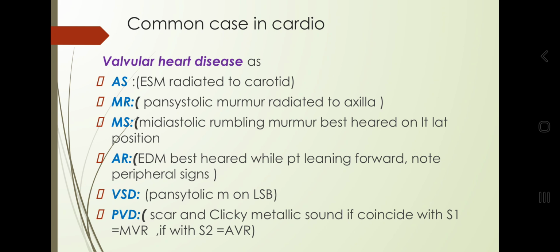VSD is a harsh holosystolic murmur on the left sternal border. You will palpate a thrill. If you palpate a thrill in the pericardium, there is a systolic murmur, and this is one of the signs of severity of the murmur. Concentrate, listen.